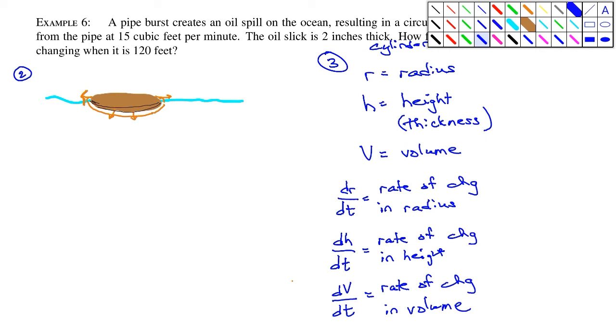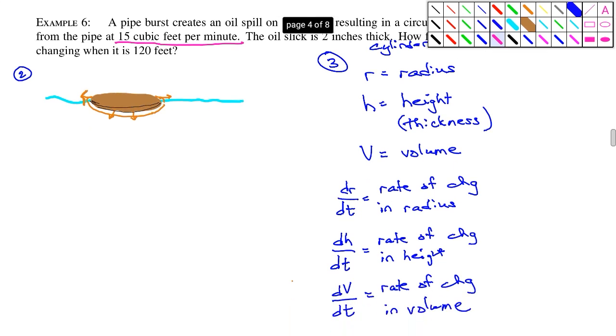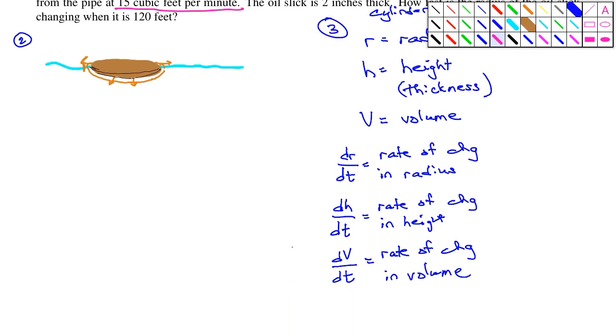Now, what pieces of information do we have? Let's read the question again. A pipe burst, creating an oil spill on the ocean, resulting in a circular oil slick. The oil is flowing from the pipe at 15 cubic feet per minute. All right, 15 cubic feet per minute. Well, the per minute part tells me that it's a derivative because it's a rate. And then 15 cubic feet, well, cubic would be volume. So this must be dV/dt.